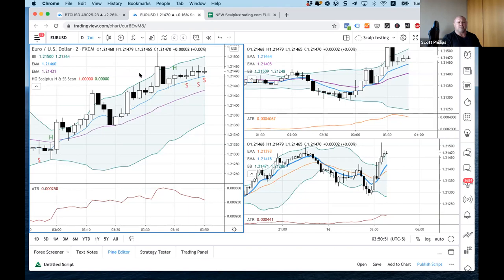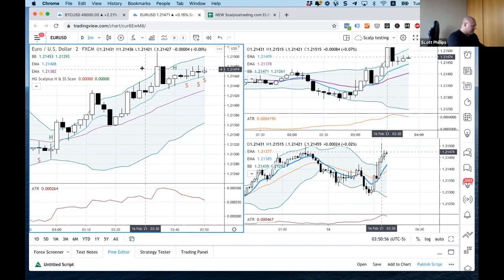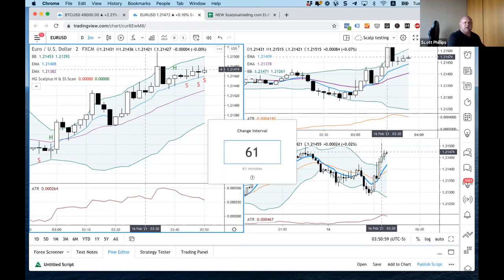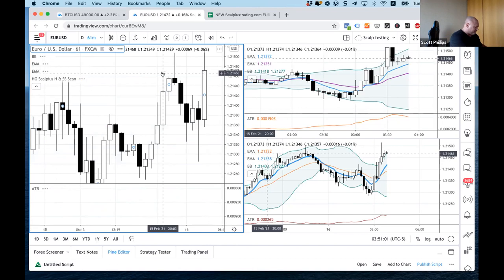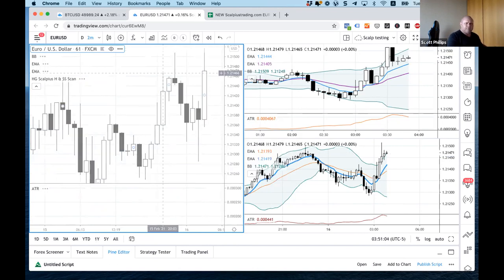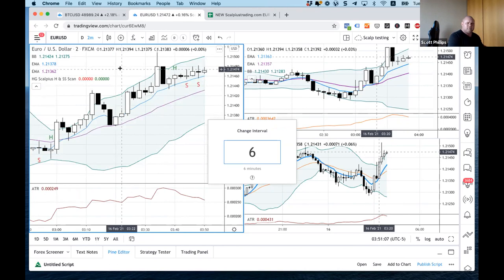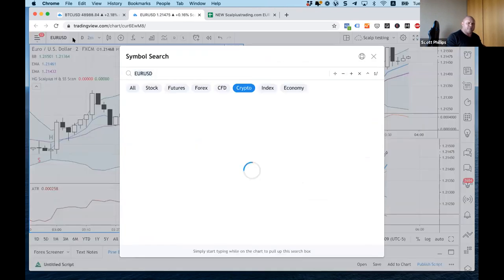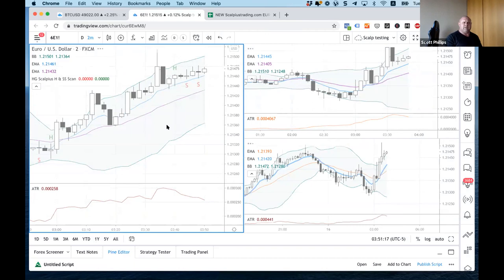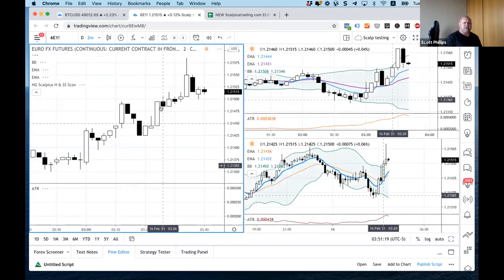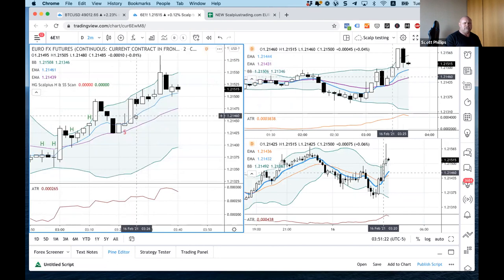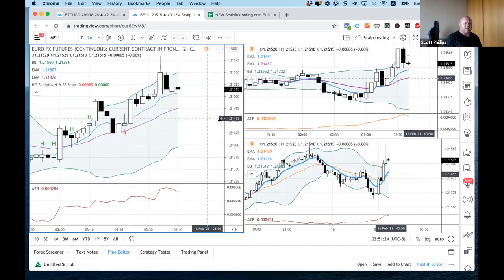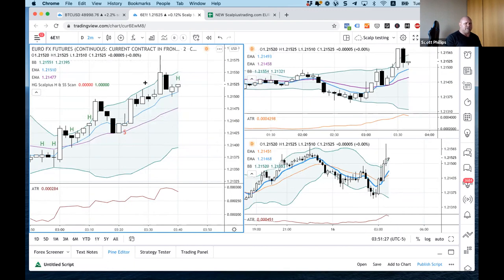There's all kinds of different futures markets. So, for example, this is the spot FX market on FX Singer. This is the euro dollar futures market. You can see the chart looks very, very similar, almost the same. So this is euro FX futures.